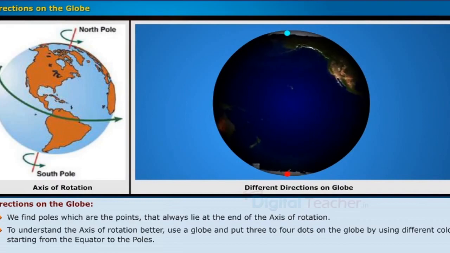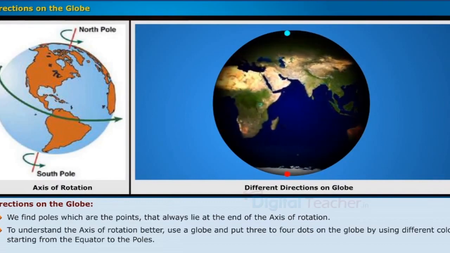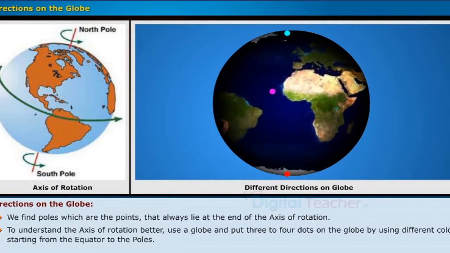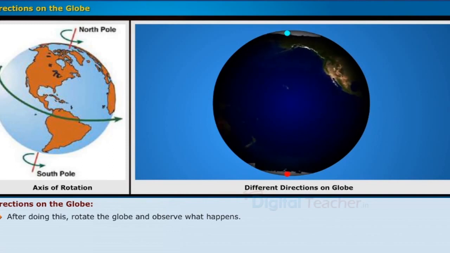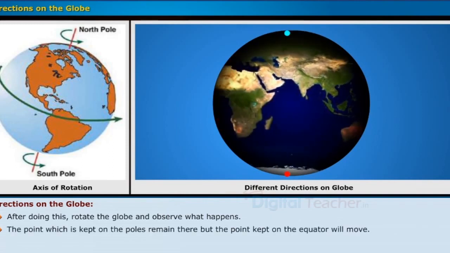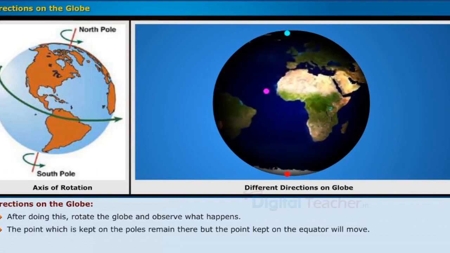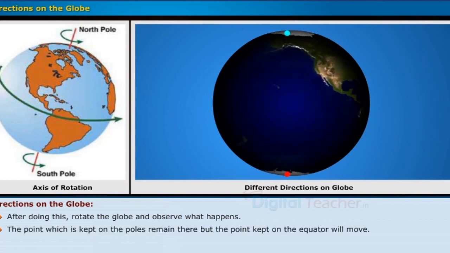To understand the axis of rotation better, use a globe and put 3 to 4 dots on the globe by using different colors starting from the equator to the poles. After doing this, rotate the globe and observe what happens. The point which is kept on the poles remain there, but the point kept on the equator will move.